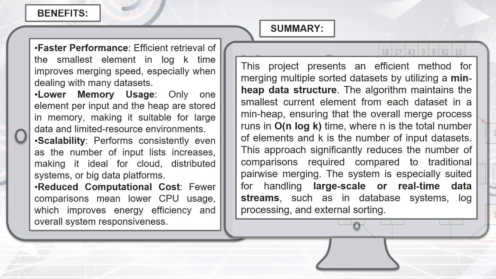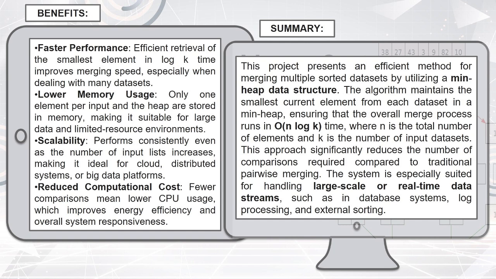Next is performance, where we have discussed the time complexity earlier. The algorithm achieves a time complexity of O(n log k), where n is the total number of elements and k is the number of input datasets. This represents a significant improvement over traditional pairwise merging, which has a time complexity of O(kn). Lastly is space complexity. The algorithm exhibits a space complexity of O(k) as it only maintains a min-heap of size k and does not require additional storage for intermediate merge results.